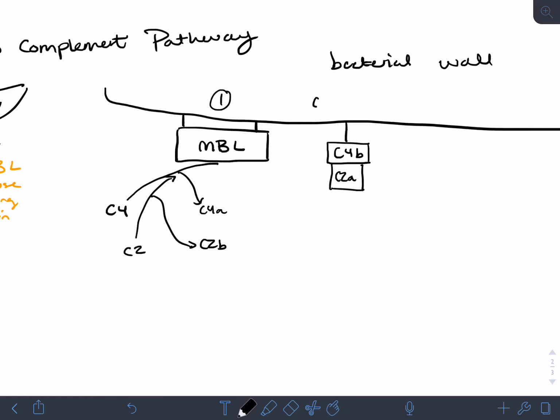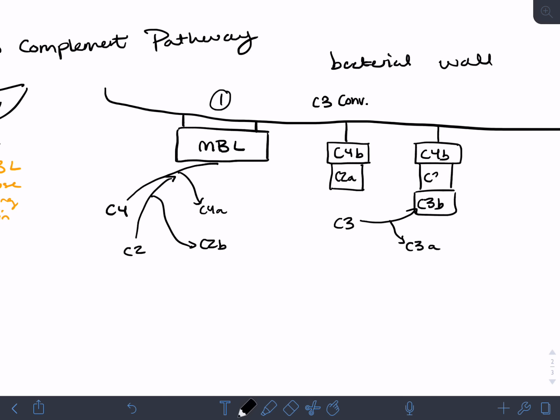Okay. Now after this, it starts looking very familiar to the previous one. This molecule is called C3 convertase, which is going to do the same exact thing that C3 convertase did in the alternate pathway. So it's going to take C3, bind C3b, and release C3a. So what you get is now another sandwich.